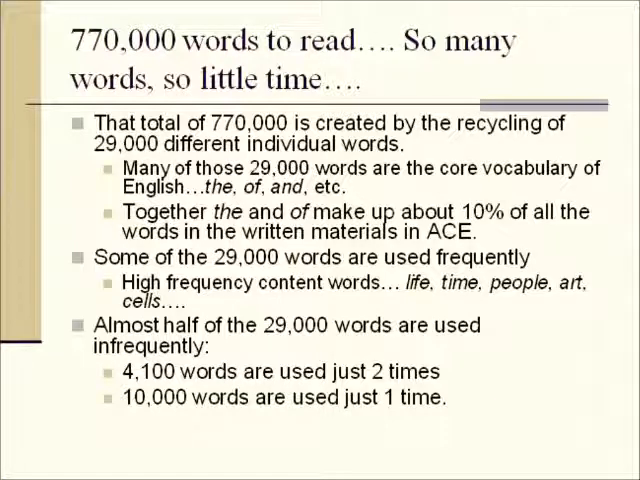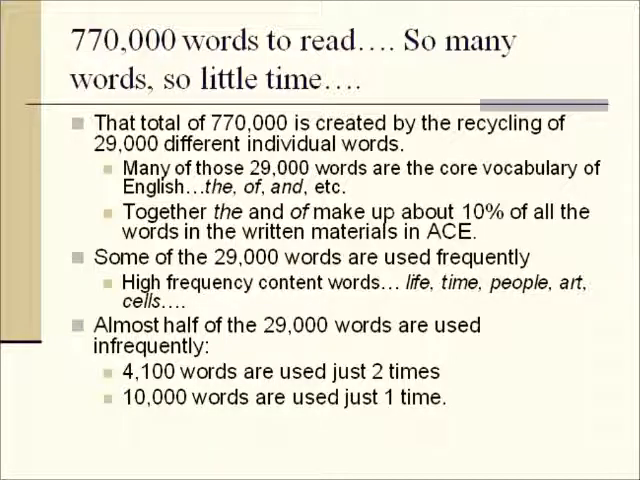So the students have to read, process, and try to understand the content presented in 770,000 words over one semester, divided into 4 content areas. If we look at those words, we can see an even greater challenge than we have. The 770,000 words are created by recycling 29,000 different individual words. Many of those 29,000 words are the core vocabulary of English: the, of, and. Together, the and of make up about 10% of all the words in the written materials in ACE. Again, that's because they're used in such frequent phrases like the end of the.